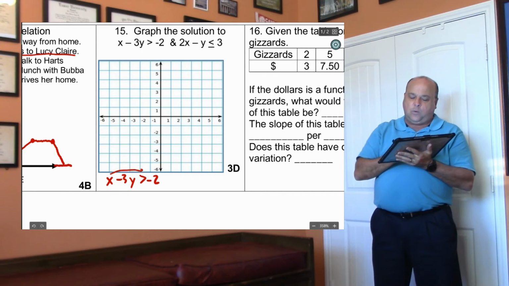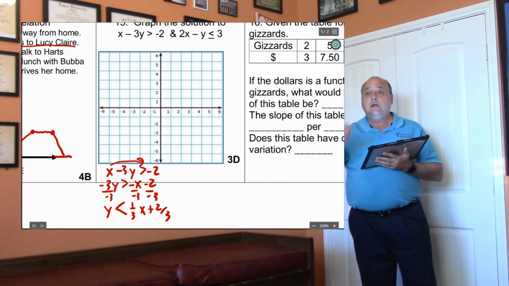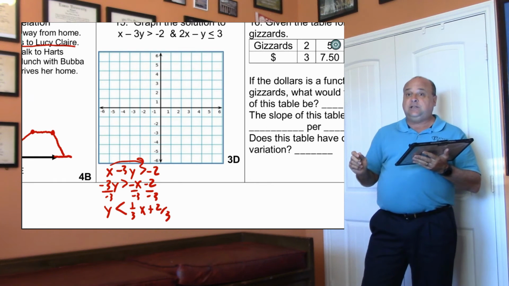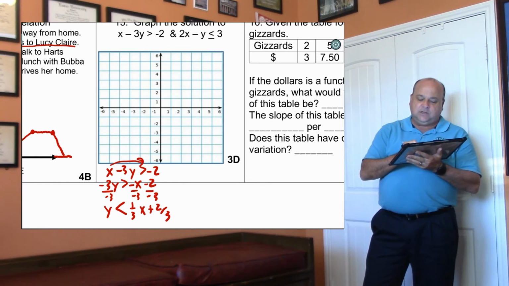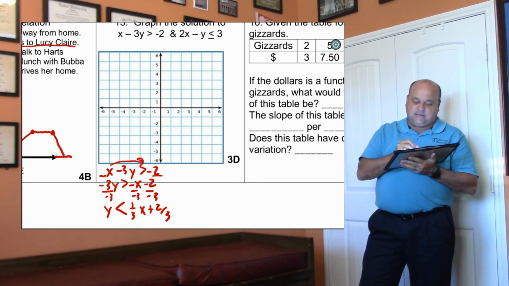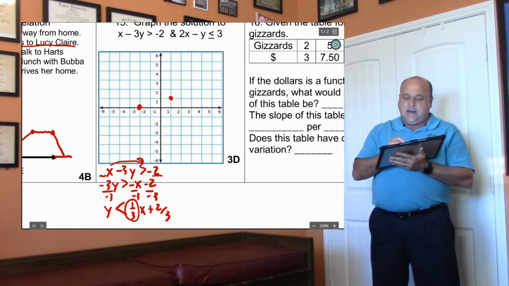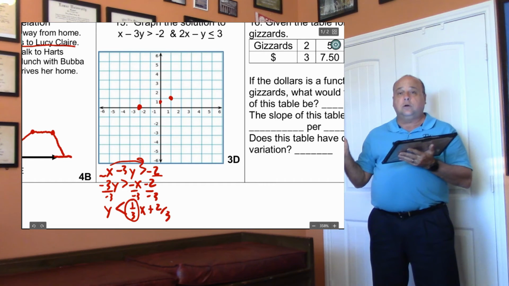So I'm going to solve this for y. I'm going to move the x across, and then I'm going to divide by -3. And when I do that, I'm going to get y less than 1/3 x plus 2/3. Notice my y-intercept is a fraction. But my x-intercept is going to be -2 divided by 1. So I know that this crosses the x-axis at -2. And my slope is 1/3, so from this point I'm going to go up 1, right 3. And notice it's going to cross the y-axis at 2/3.